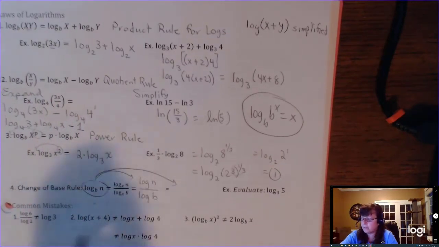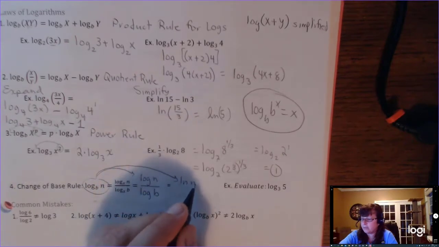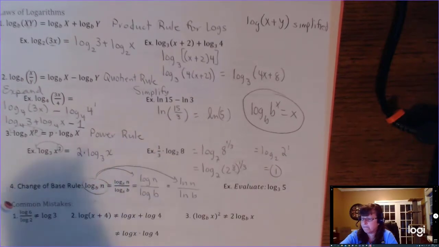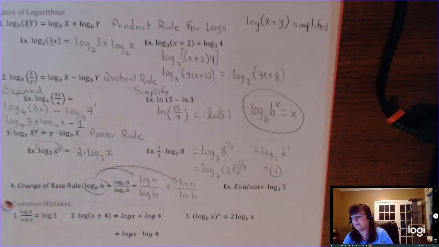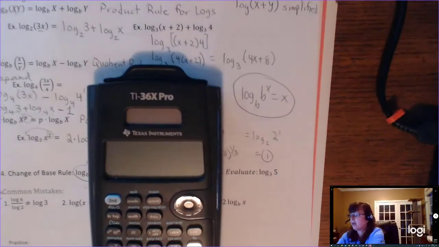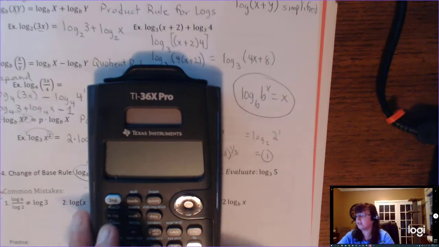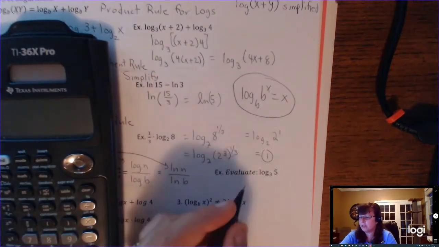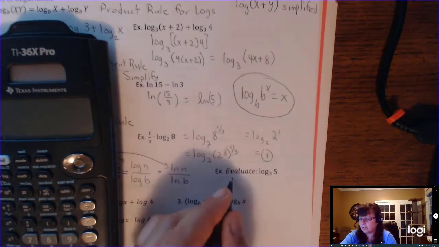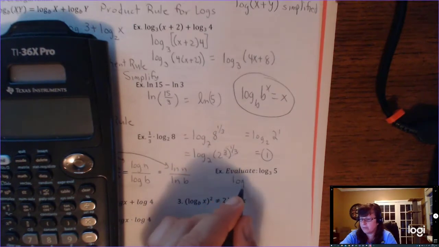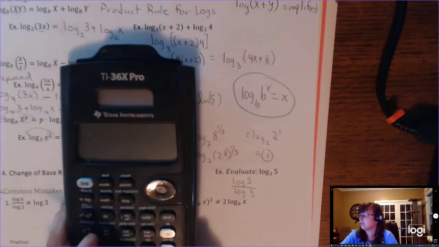The log base b of n is equal to the natural log of n over the natural log of b. And that came in handy. The calculator used to only have the ability to do common logs or natural logs, but now it can do any log. So if we wanted to use the change of base rule, that would be the log of 5 divided by the log of 3. But I can show you.